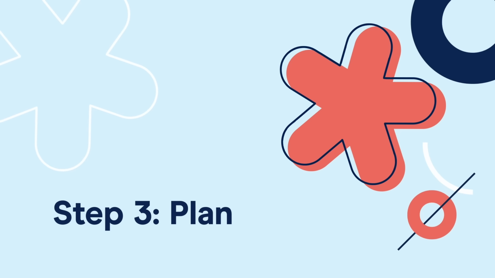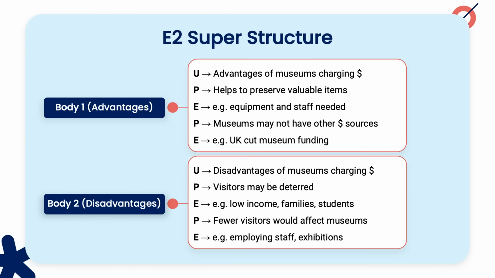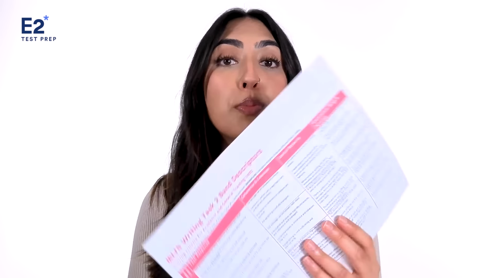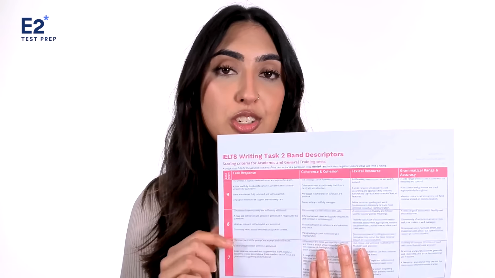Now that we know how our body paragraph should be organized, we're ready for our next step, planning our essay. Step 3 in our method is to plan. Here's what I planned using the UPE-PE structure. Notice how I extended each point with examples, reasons, and explanations. Planning your essay well is crucial because it ensures you have a logical organization of your ideas, helping you boost your score in coherence and cohesion.